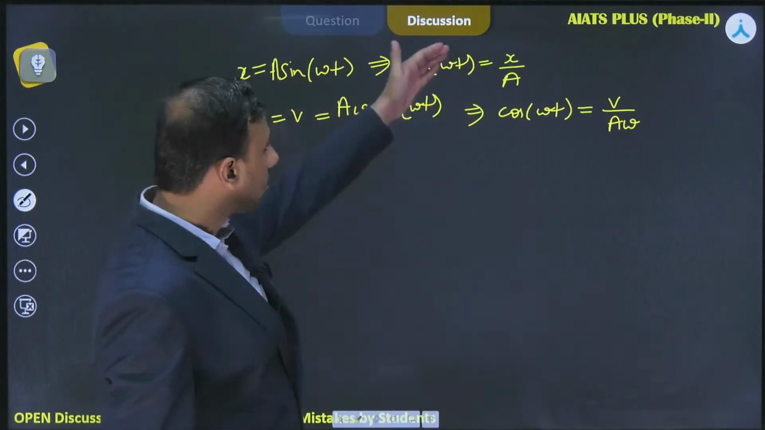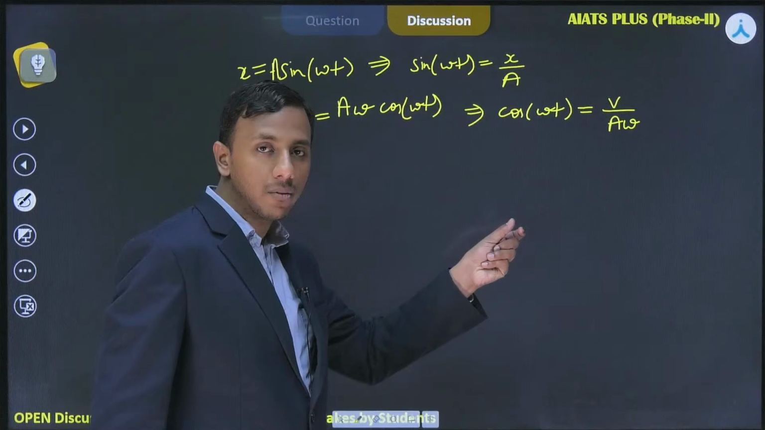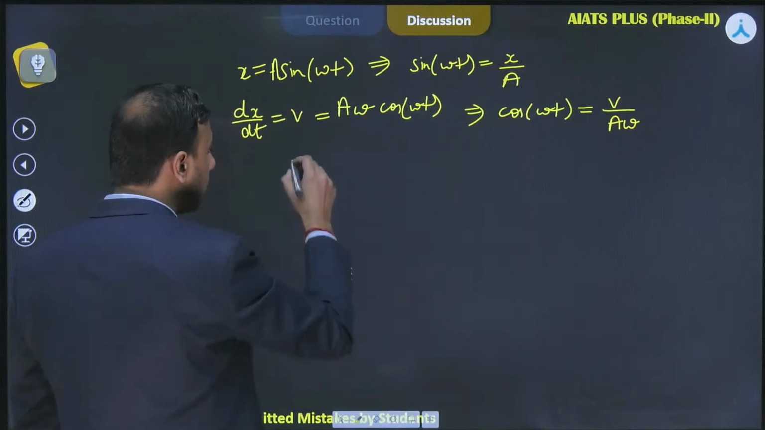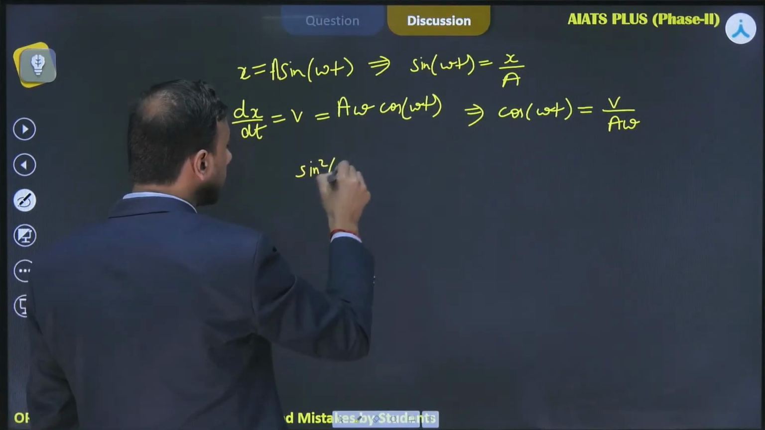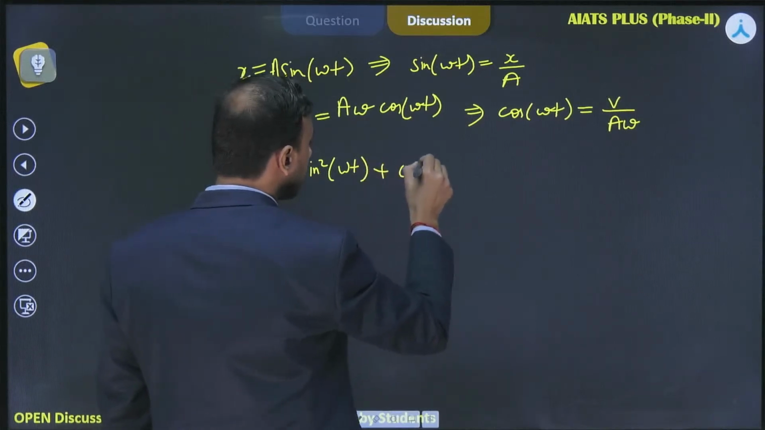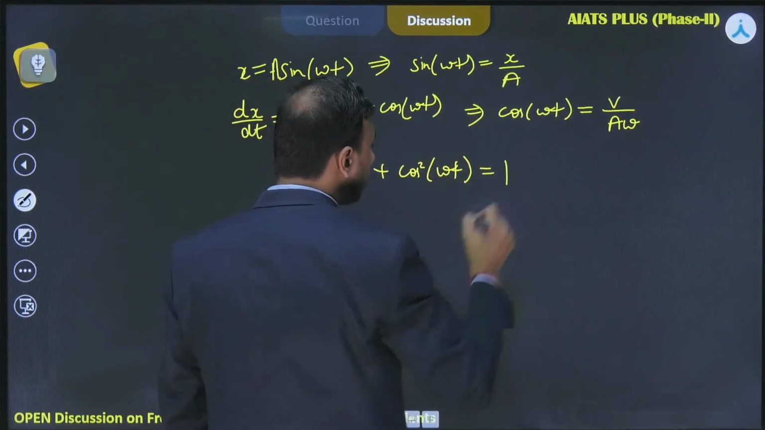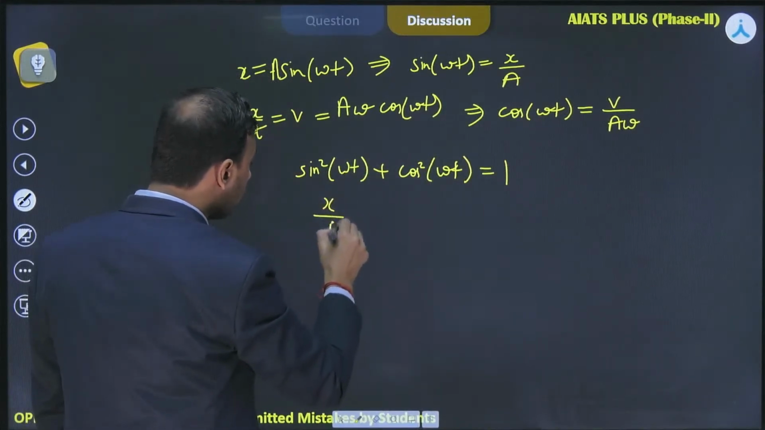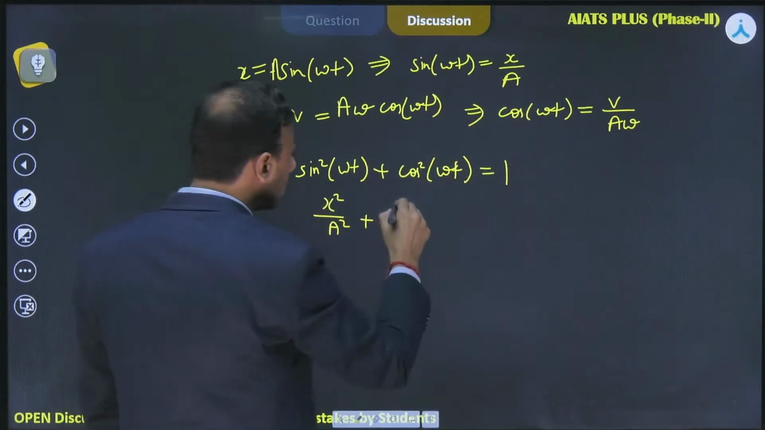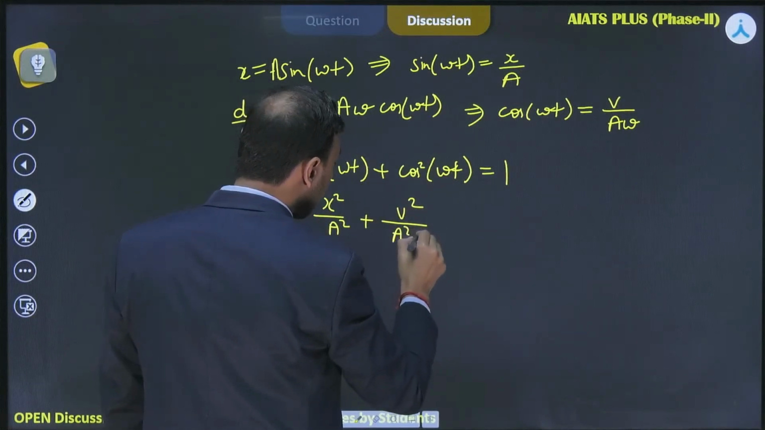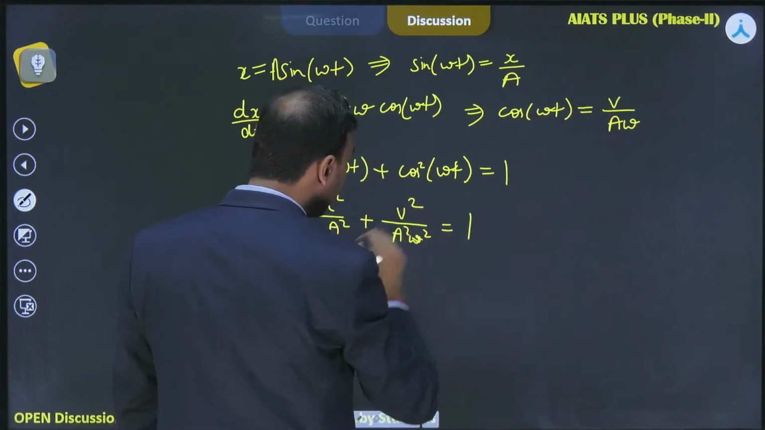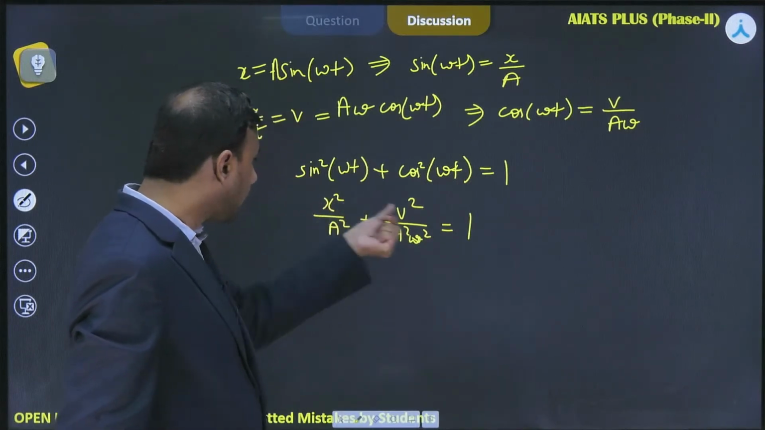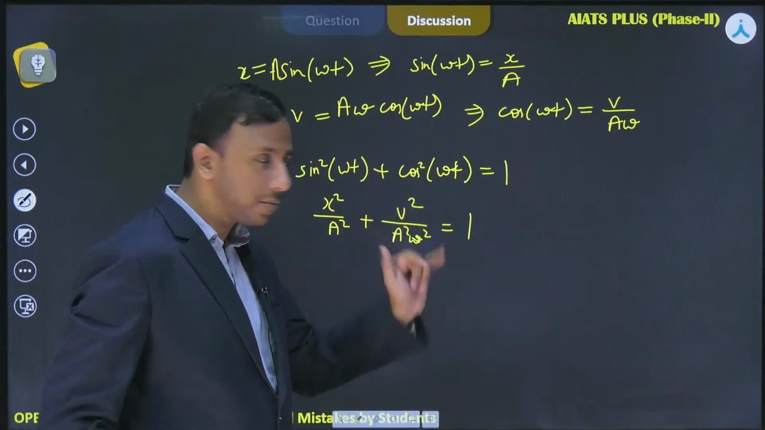Now since you have to find the equation between x and v, you have to put them in a proper expression, so just square them and add them. Sine square theta plus cos square theta is one. So it becomes x square by A square plus v square by A square omega square equal to 1. And this is the equation of an ellipse, where x and v are plotted along the two axes.